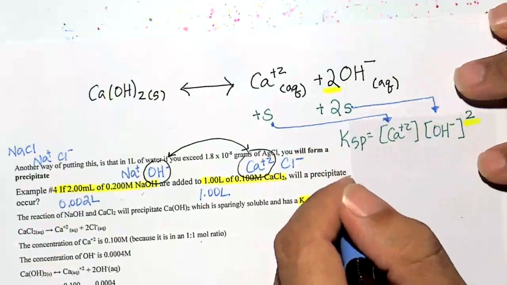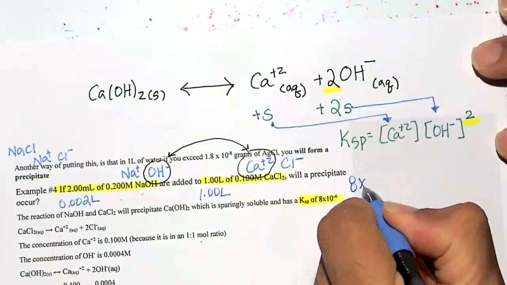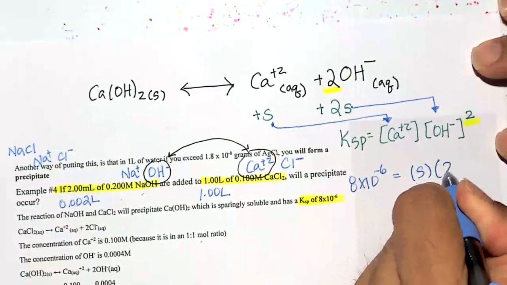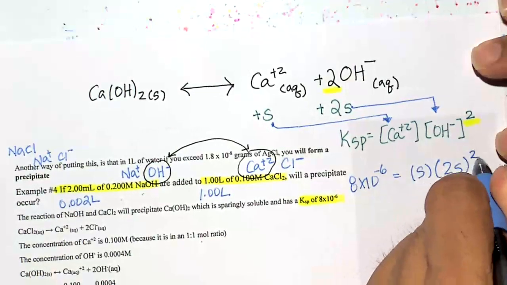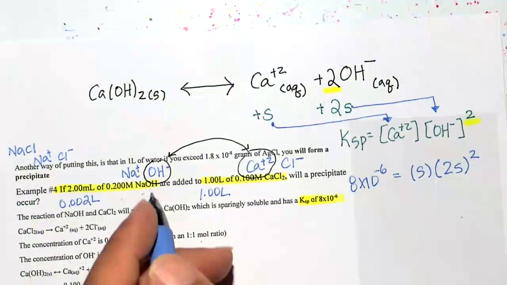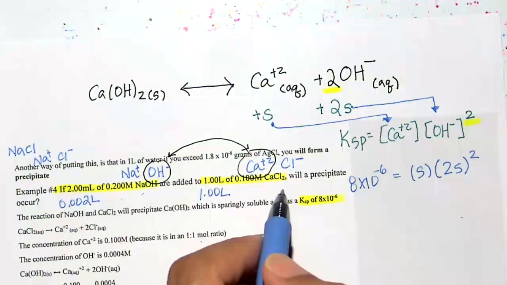And I'll give you the Ksp. It's 8 times 10 to the minus 6 equals S times (2S) squared. Okay? All right, so here we're not solving for solubility S. What we're going to do here is answer the question. Okay, now we'll stop here and answer this question.